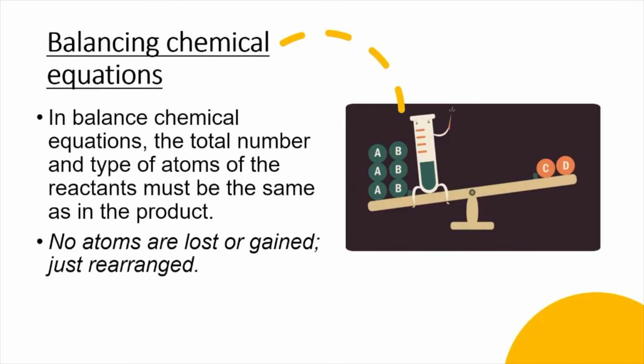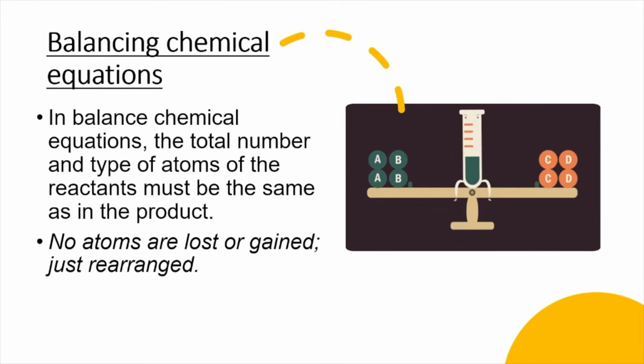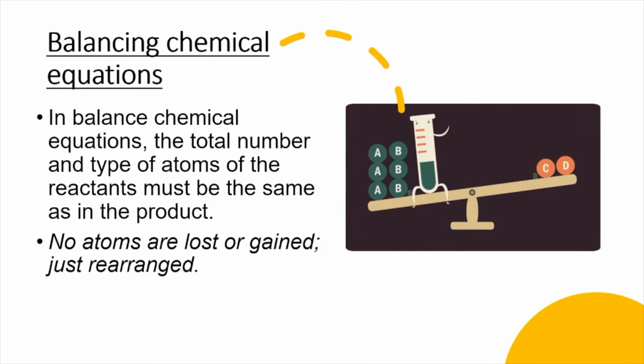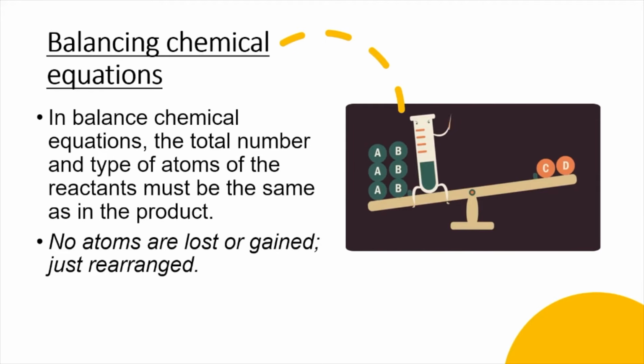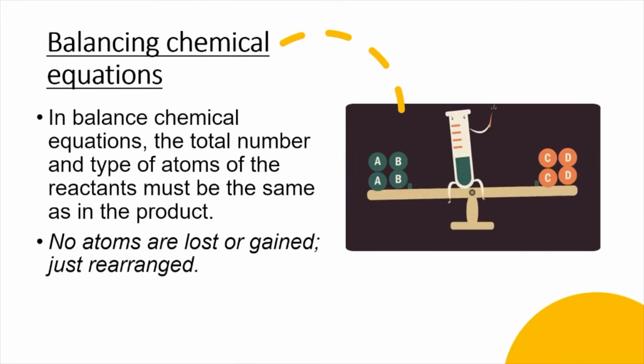Now we can start with balancing chemical equations. In balancing chemical equations, the total number and the type of atoms of the reactants must be the same as in the product. This is because no atoms are lost or gained in a chemical reaction. They are just rearranged due to bonds breaking and bonds forming.